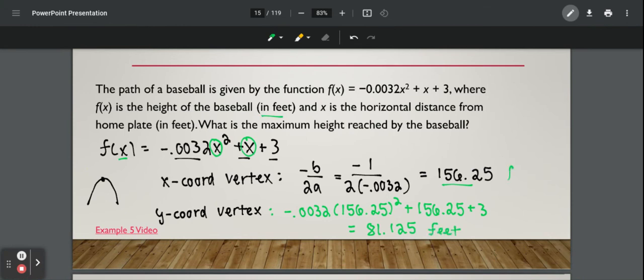And here we go back and look at the label, and we're in feet. So what that means is your x coordinate is your horizontal distance. So it's going to reach its maximum height of 81 feet when it's 156.25 feet away from home plate.